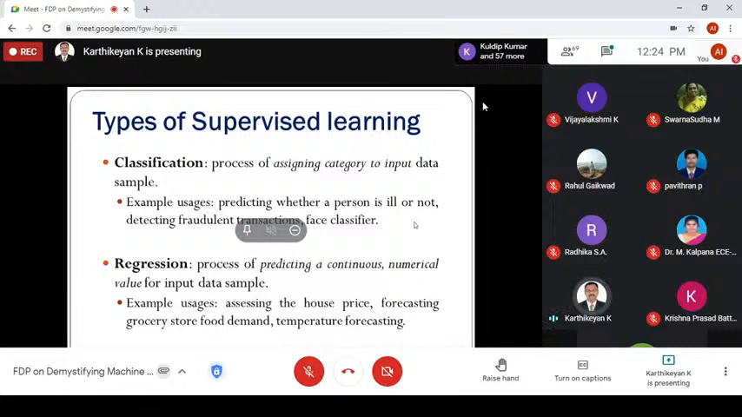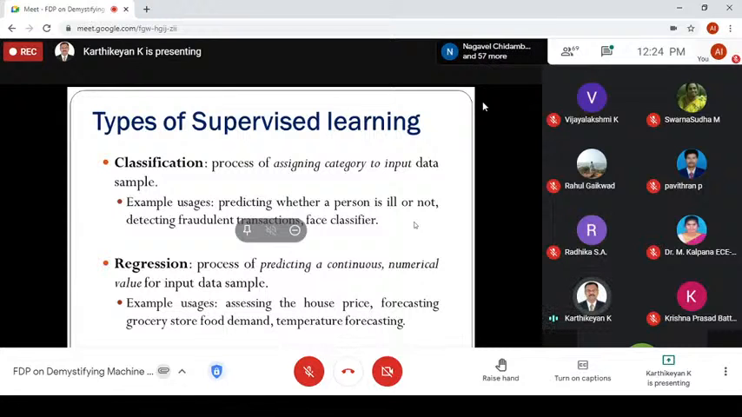Then coming to regression. Regression is the process of predicting a continuous numerical value for an input data sample. So we are given n number of data, and that data is fitted into a regression line. Then from the regression line, we find out the new value for the new data. So this is called regression. We will see the types in detail for classification as well as regression.